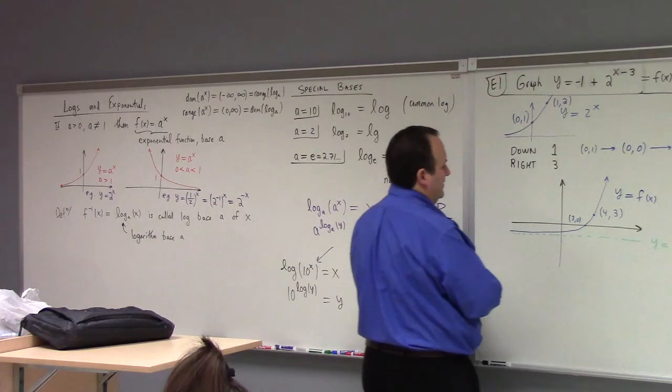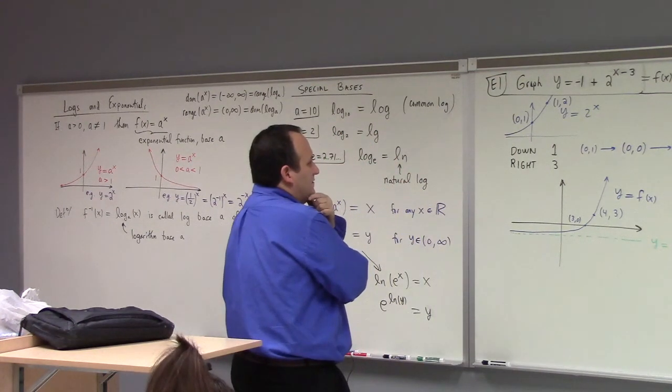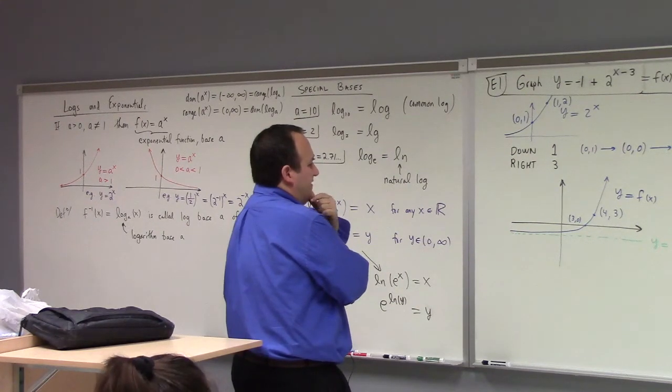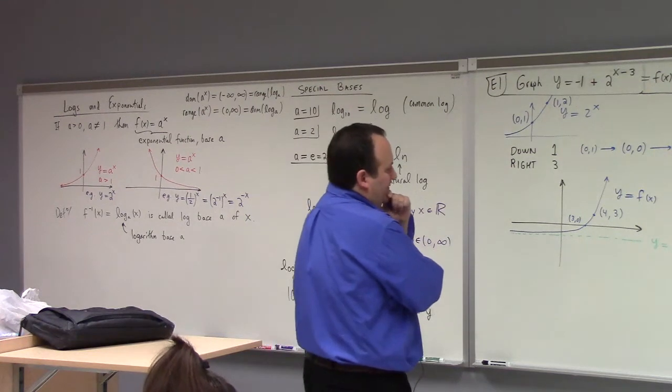Oh man, is that right? The 4th? Did I do that right? I don't think that's 4, 3. Where should that point be? I go down 1, right? So I go from 1, 2 to what? 4, not 4, 3, but 4 what?